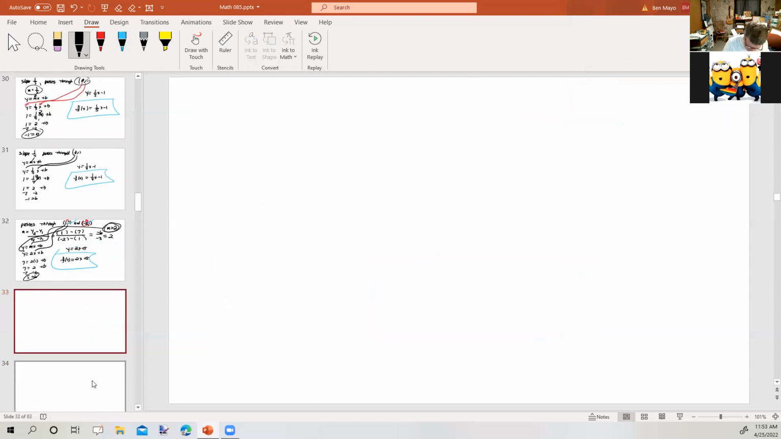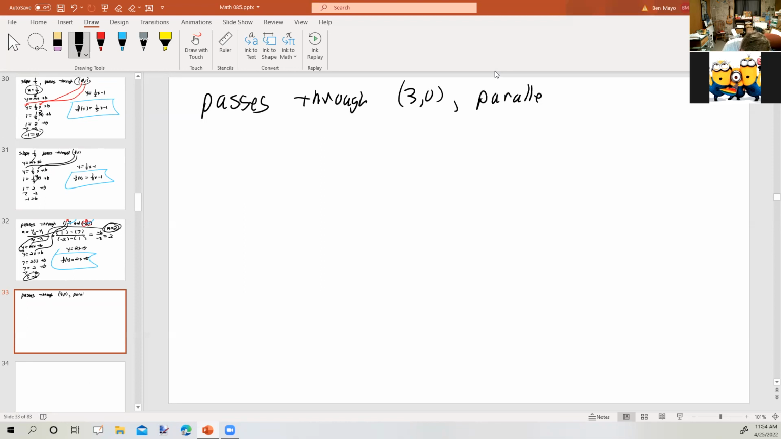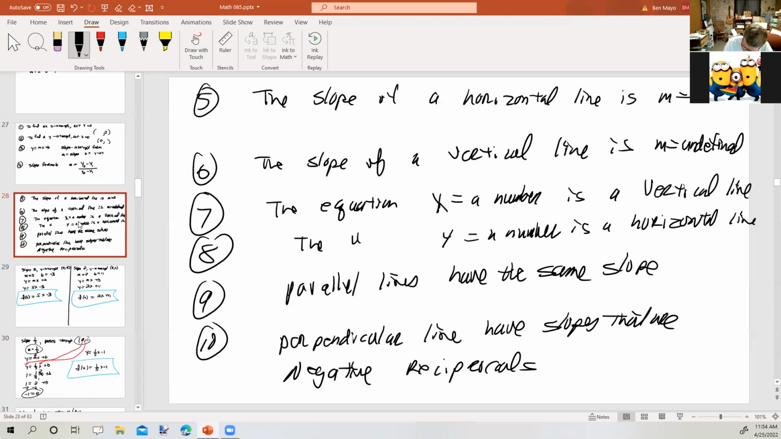This says the graph passes through the point (3, 0) and it's parallel to the graph of g of x equals -2/3 x minus 4. Okay, so again, we need the slope and the y-intercept. Parallel lines, let's see, what did we say about parallel lines?